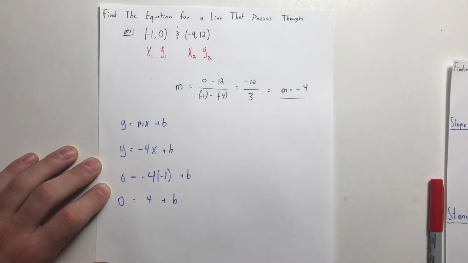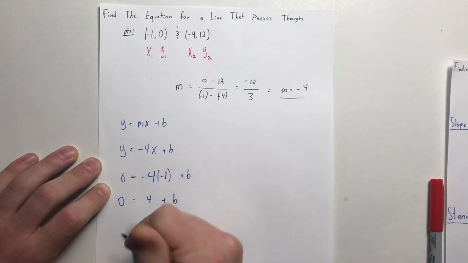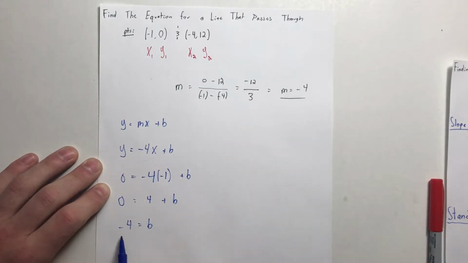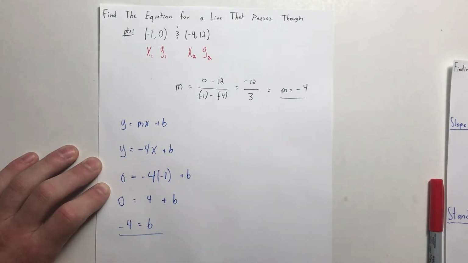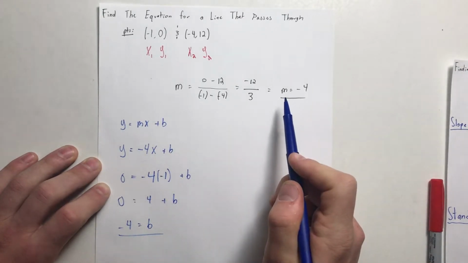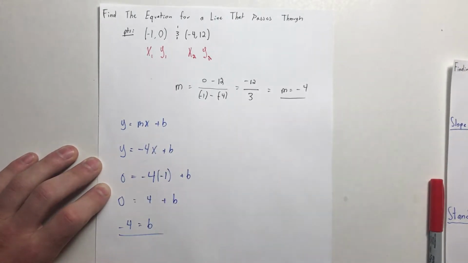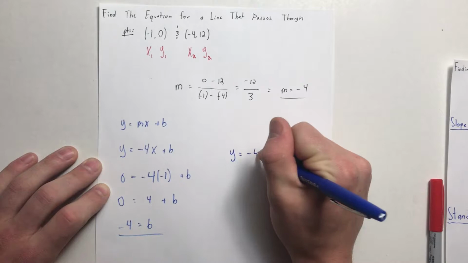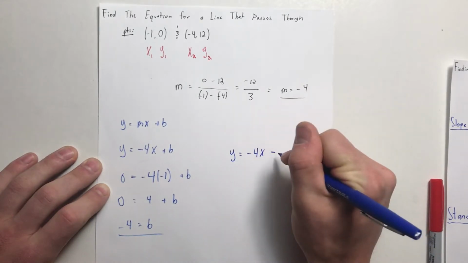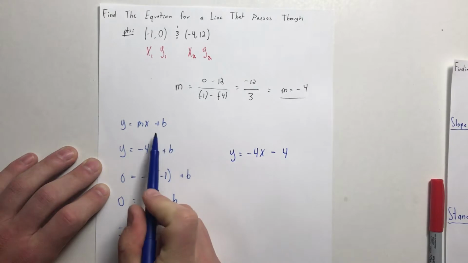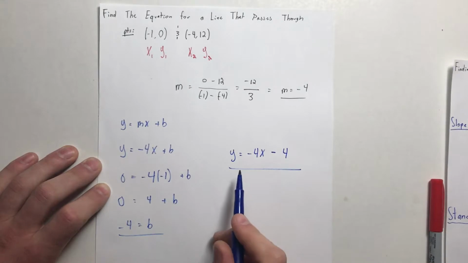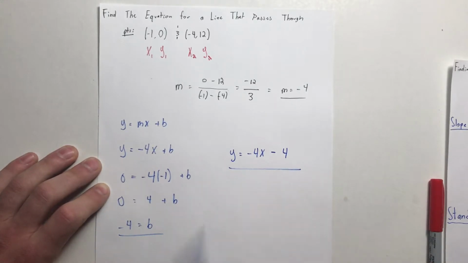So now all we have to do is solve for b. In order to isolate b, we can just subtract 4 over onto this other side. So that's going to look like this: negative 4 equals b. And just like that, we have found our b value. So we know what b is, we know what m is. Rewriting our slope-intercept form, what we get is y equals negative 4x minus 4, because we have that plus b part, so plus a negative 4 is just going to be a minus 4. So that's our slope-intercept form right there.